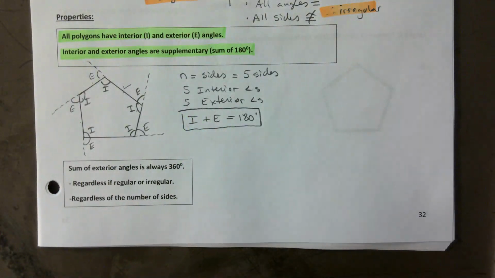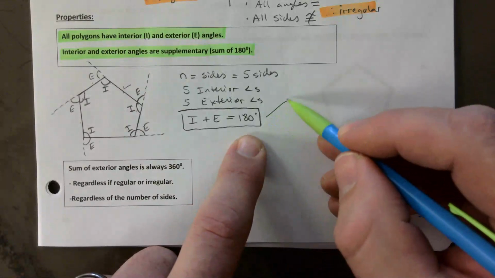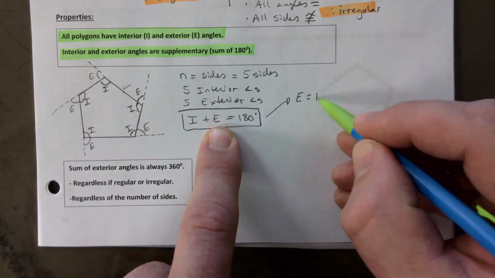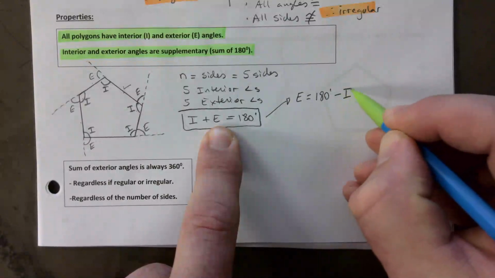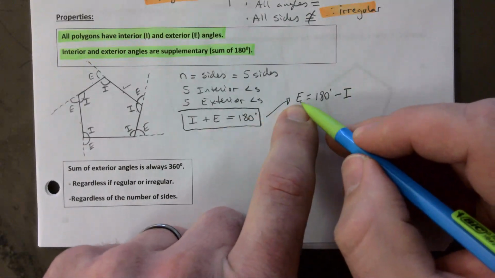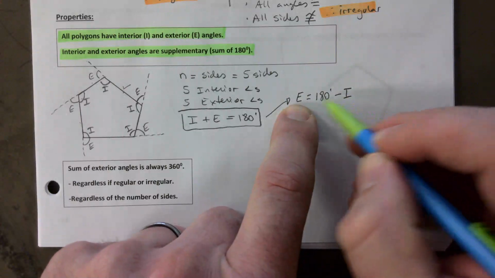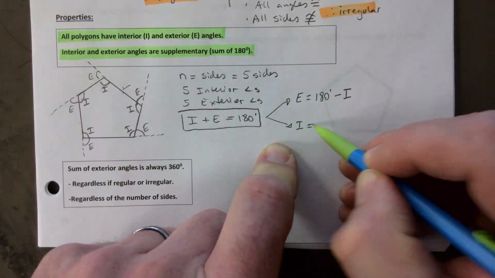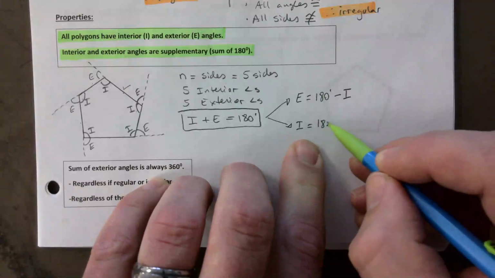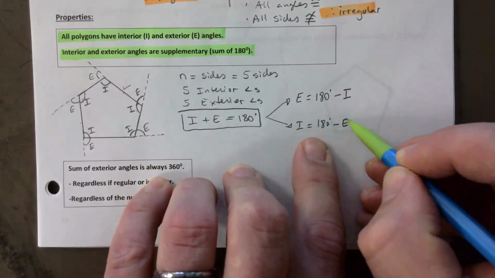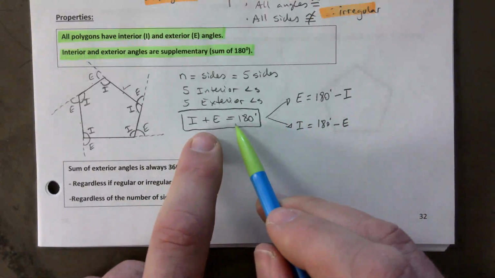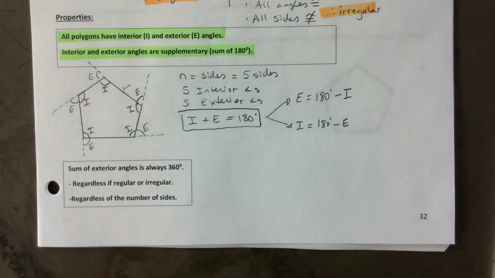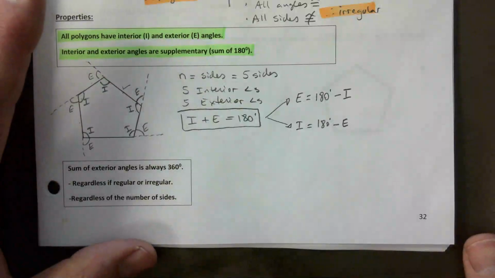And this is where I derive 2 properties from. I can use this fact to say, hey, the exterior angle is going to be what? 180 minus I. So if I want to know the exterior angle and I do know the interior, I'm just going to subtract it. I can also derive from that, in order to find the interior angle, I'm going to go 180 minus E. So from this fact here, I just rewrite it to give me these 2 options here. Okay. All right.